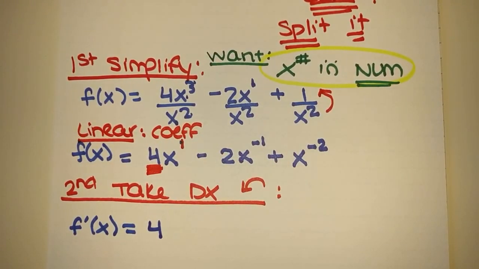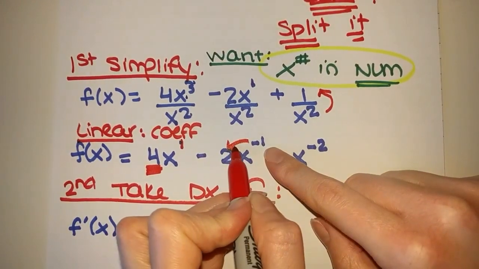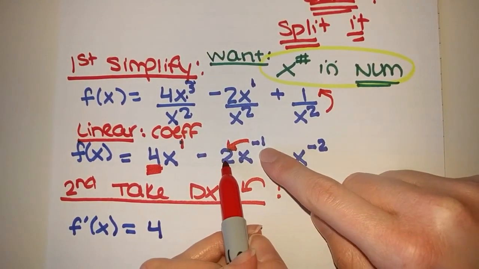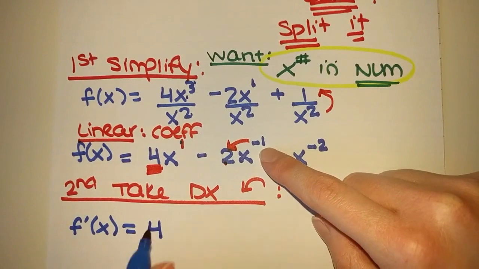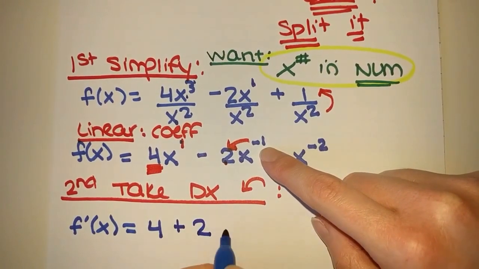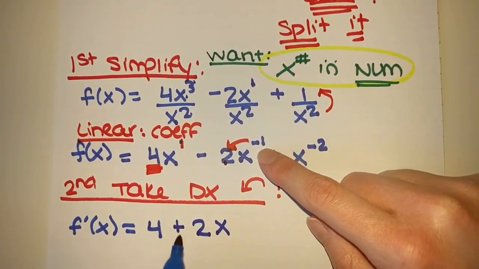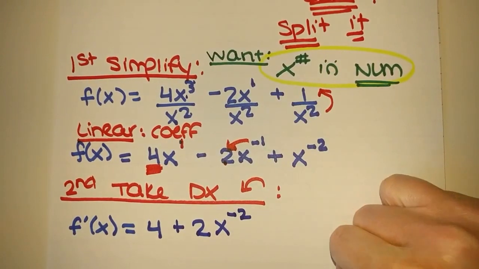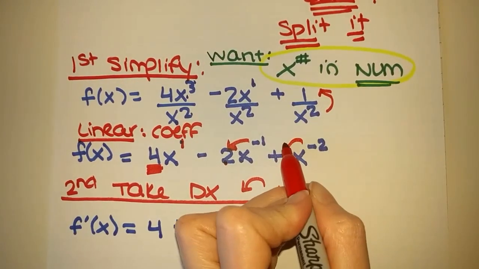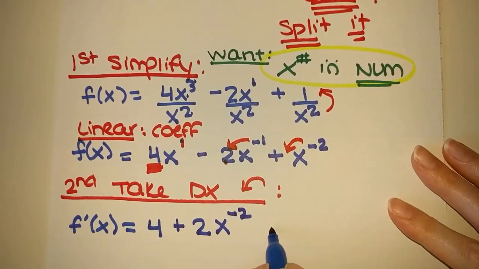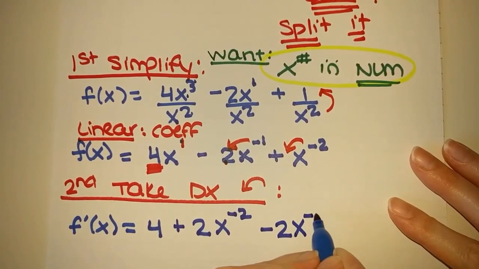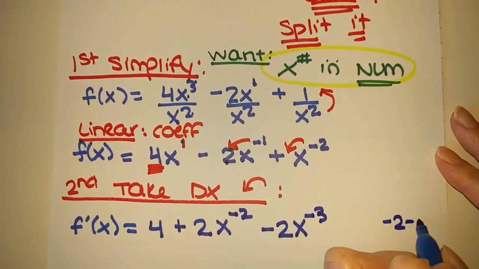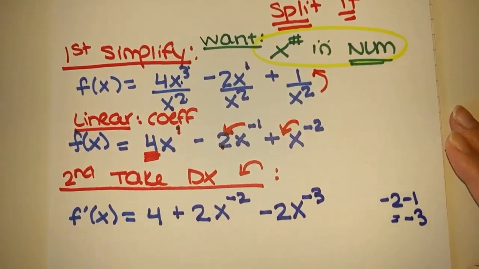All right, now the second term, we bring down the negative 1, so we will be multiplying negative 2 times negative 1. So that gives us a positive 2, and then subtract 1, negative 1 minus 1 gives us negative 2. And then the last term, we bring down the negative 2, so we have negative 2x to the negative 3, because we have negative 2 minus 1, and that gives us negative 3.